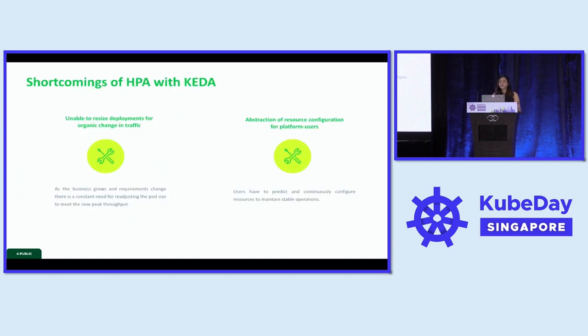Now, incorporating KEDA with HPA did solve a lot of the challenges concerning our CPU or memory utilization efficiencies, our cost effectiveness, and also the major challenge regarding SLAs. But there were also scenarios we needed to consider regarding when KEDA would reach its maximum scaling limits. This essentially meant that whenever there is an organic change in traffic, as we talked about in HPA as well, we would still need to manually resize deployments. And this concern also meant that there was a lack of abstraction of these resource configuration details from the end user.